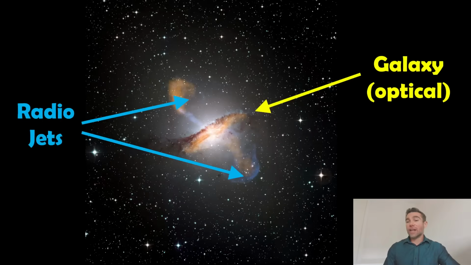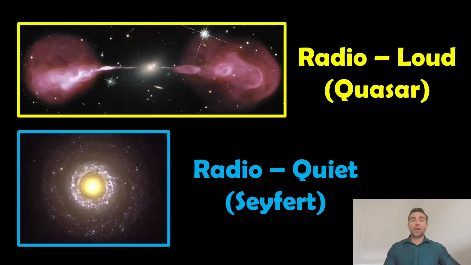So very energetic. Another example here, you're looking kind of edge on at the disk of the galaxy, which is the yellow arrow there. That's the optical image of the galaxy. And then you've got those radio jets and lobes being produced perpendicular to that, which are from the actual black hole. So again, they produce these very large structures.